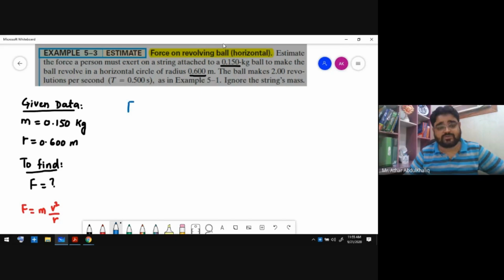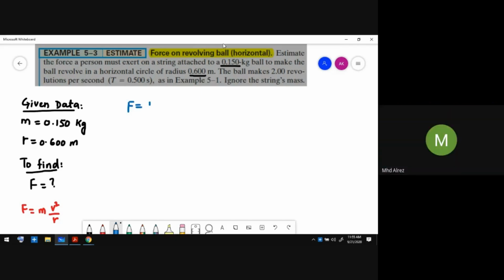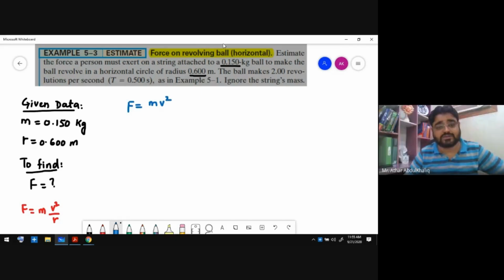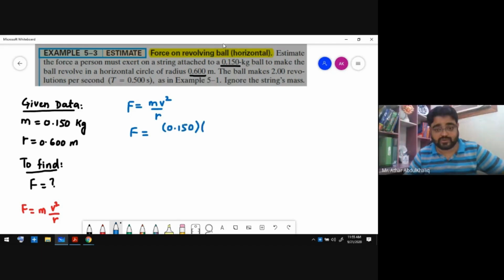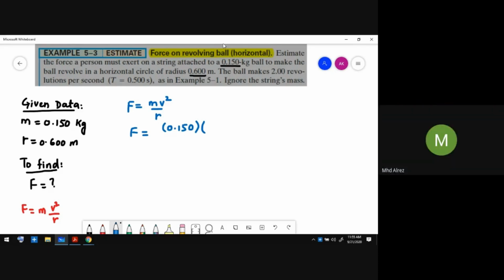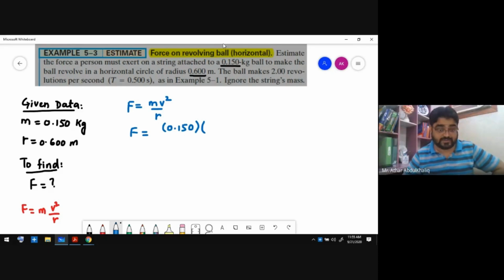Can you please help me to substitute the values? I need you guys to solve with me. Use your calculators. Just substitute the values. F is equal to m, 0.150 kilogram. V is, I don't know. Oh, there is a problem. They didn't give us v. Okay, let me complete the data.